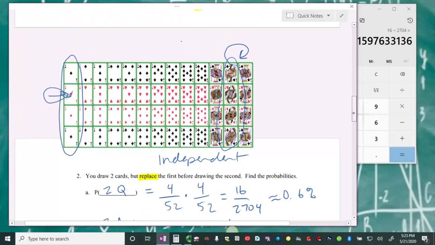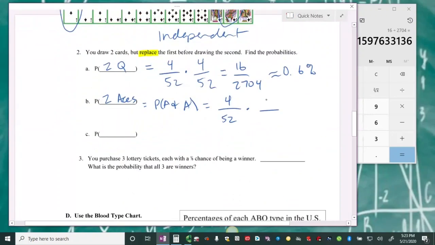I don't cross it off this time. So when I go back to draw a second card, there are still 4 aces out of the 52. I know my numerator is going to be that same 16, and the denominator 2,704. So we again end up with 0.6%. So that's for both A and for B. For part C, let's do the probability of drawing 2 face cards.